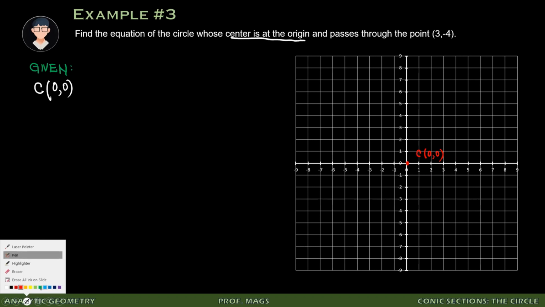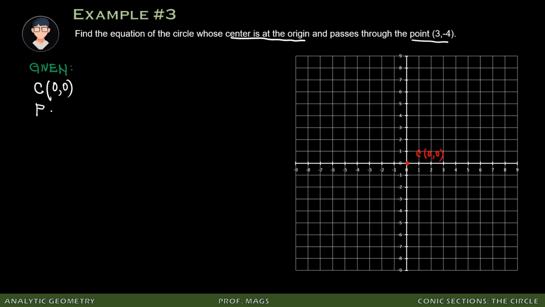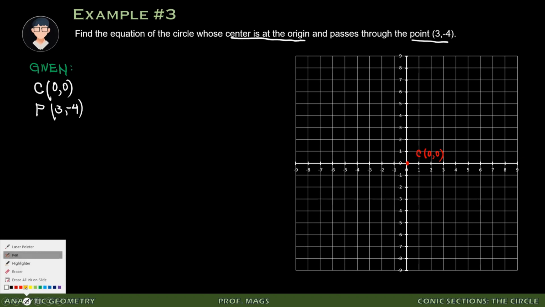Then our point is 3 and negative 4. Kung 3 and negative 4 yan, okay? The first number ay yung ating horizontal distance. So 3 units. Then, yung negative 4 naman, yun yung ating vertical distance. So since negative 4 yan, pababa tayo. P, which is 3 and negative 4.